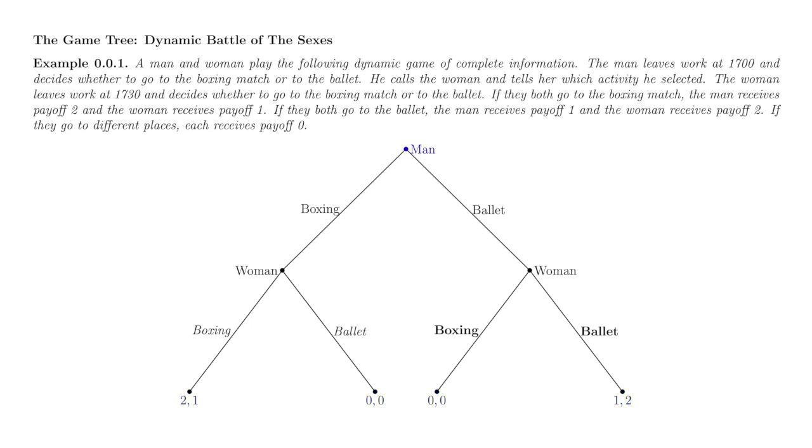Now, let's play the game. The man goes first. He decides between boxing and ballet. Suppose he selects boxing. The woman observes his action, and now it is her turn. She decides whether to follow him to the boxing match or to go to the ballet by herself. Suppose she follows him to the boxing match. The game ends. The man and woman are together at the boxing match. His payoff is 2, and her payoff is 1.